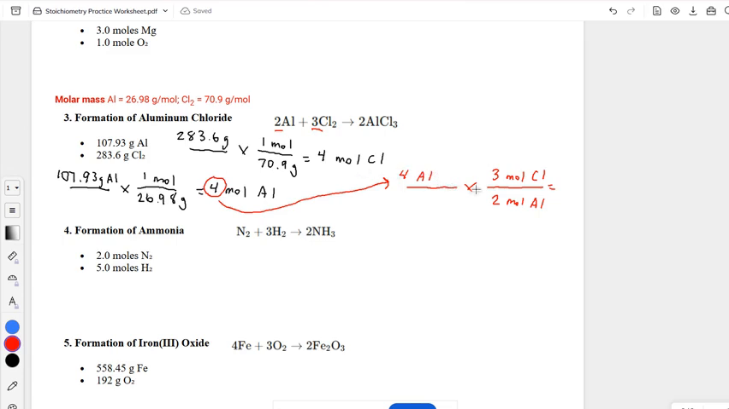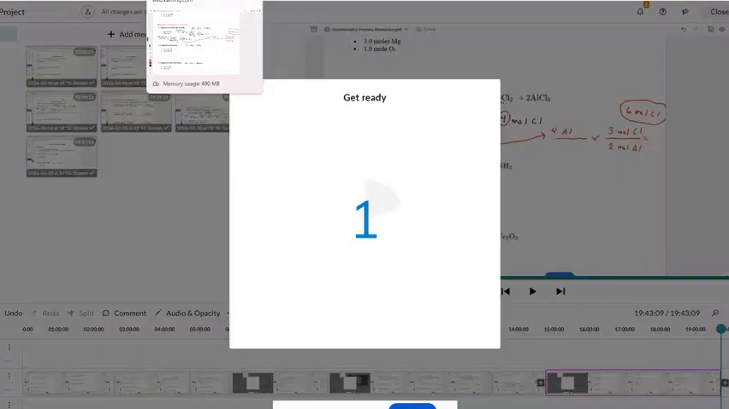So 4 times 3 is 12. 12 divided by 2 is 6 moles. All right, so we need 6 moles of chlorine to react with 4 moles of aluminum. We don't have 6 moles of chlorine. We only have 4. So we need more chlorine. We're going to run out of chlorine. Chlorine is our limiting reactant or limiting reagent. All right, so that's just extra credit. And if you're interested, I can show you a lot more. All right, I will see you tomorrow in class.